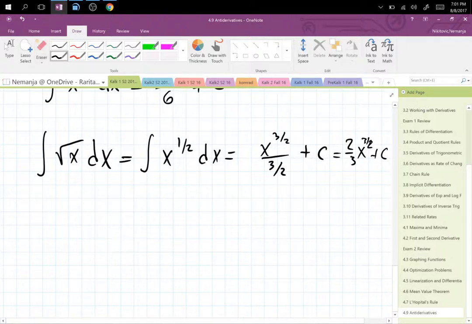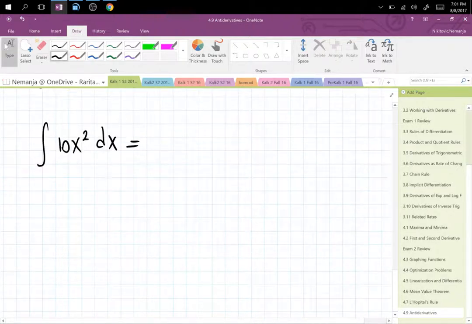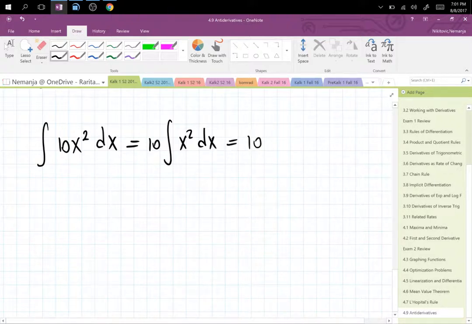Show me this line. How much is the integral of 10x squared dx? What do you do with this 10? Kick it out. So 10 times the integral of x squared dx. So what do I do now? Nice.